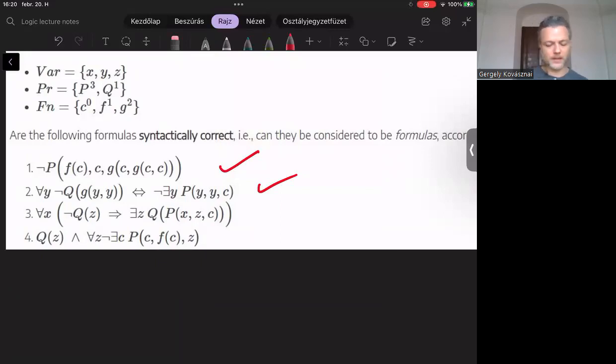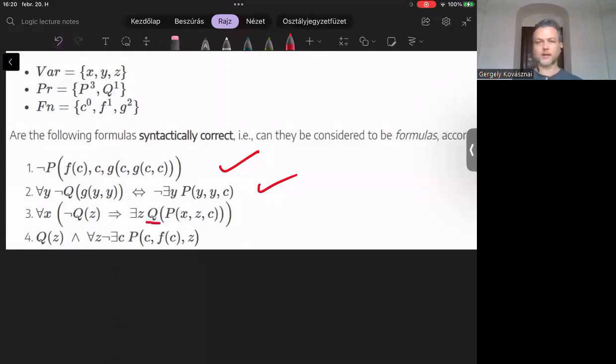The third one starts with a universal quantifier followed by a variable. So far, so good. Then between parentheses, we can find an implication which has 2 sides. This is very nice. The left-hand side is a negated predicate with 1 parameter. Good. The right-hand side starts with an existential quantifier followed by a variable followed by a possible formula. So let's see if this is a formula.